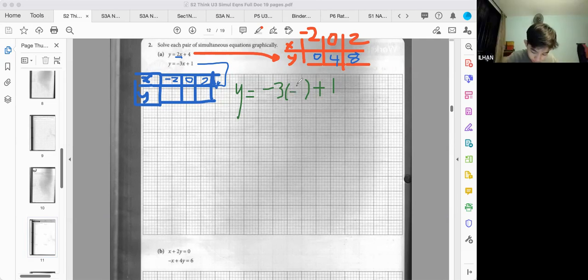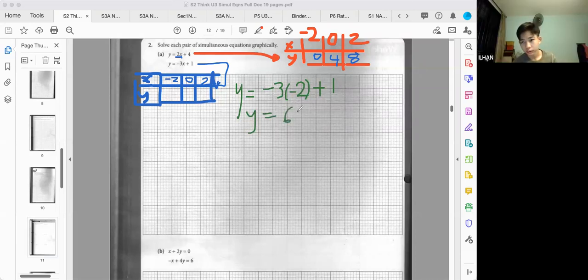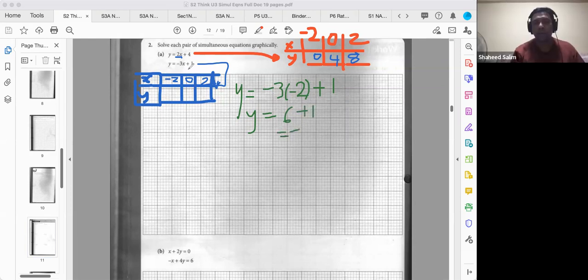Yeah. Minus 2. Yeah, I got 10y. Okay, leave the y down here. Minus 3 times minus 2, what do you get? 6. 6 plus 1. Oh, it's 1. Right, I put 1. 4. You put 4. Okay. So it's 7. Okay, then you try the next one.